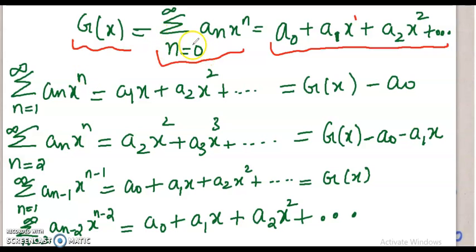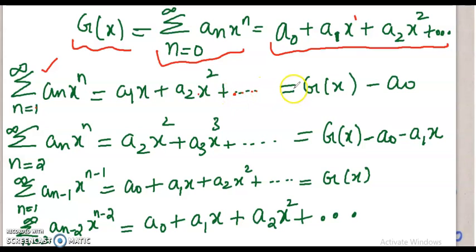So instead of this 0 to infinity, in some questions or in some problems you may come across a summation like this, that is 1 to infinity. So what is the expansion? When n is 1, a1x. When n is 2, a2x square plus etc. a3x cube. It goes on like this.